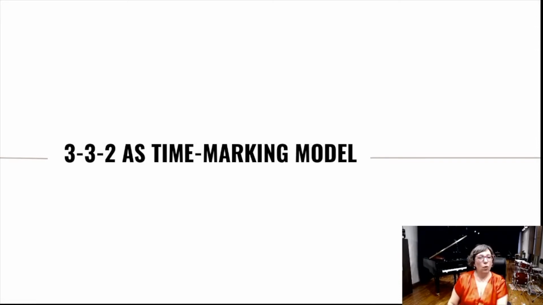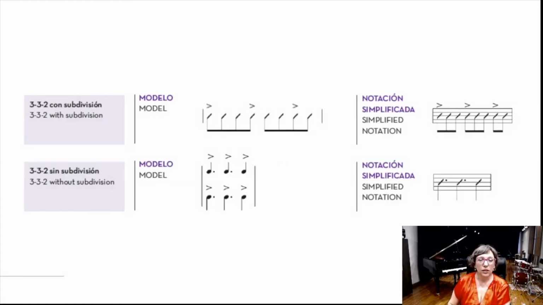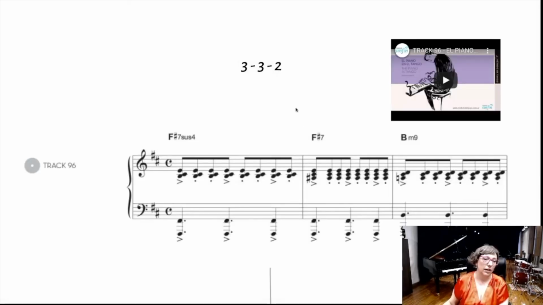Now we will go to the 3-3-2 as a time marking model. We can see here how the 3-3-2 can be without subdivision or with subdivision, and we have also a simplified notation that we can find in some scores. Let's listen to it.